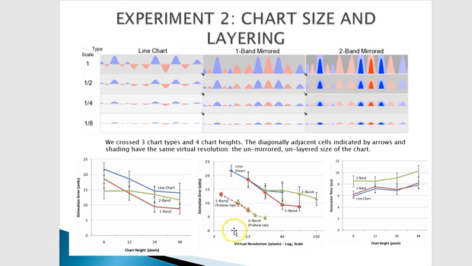And the third one is the estimation time by chart type and height. The line and one-band mirror chart results in similar estimation. Both are significantly faster than the two-band charts.